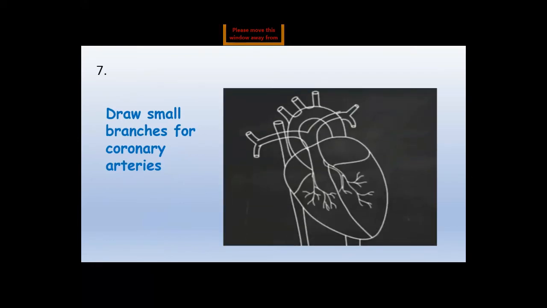Now, in the seventh step, you have to draw small branches for the coronary artery, here. You observe the small branches like roots. They arise and spread over the two large parts of the heart. These are called coronary arteries. What are coronary arteries?